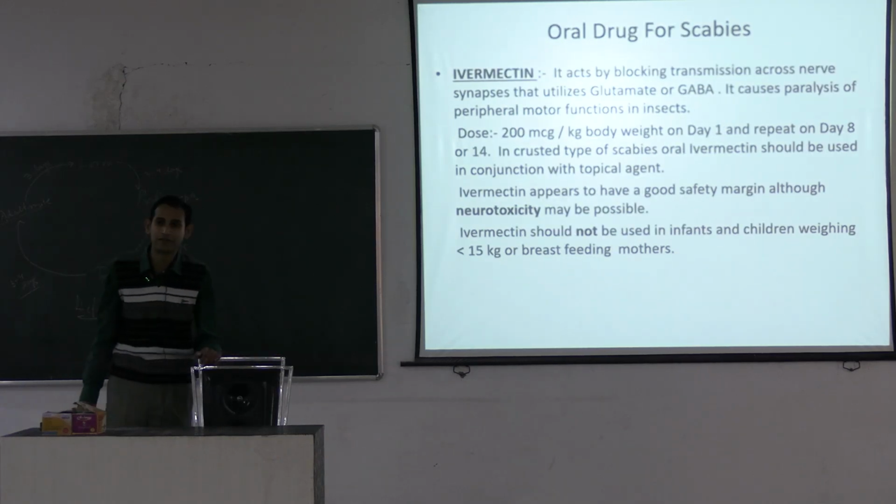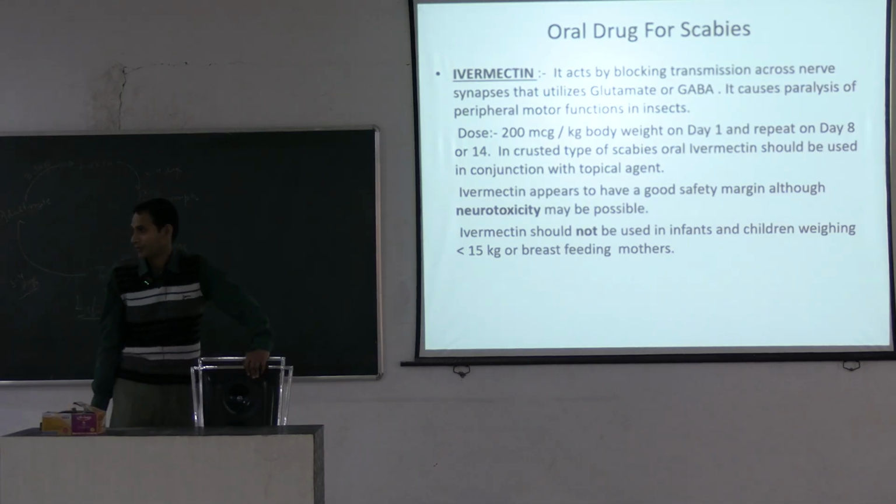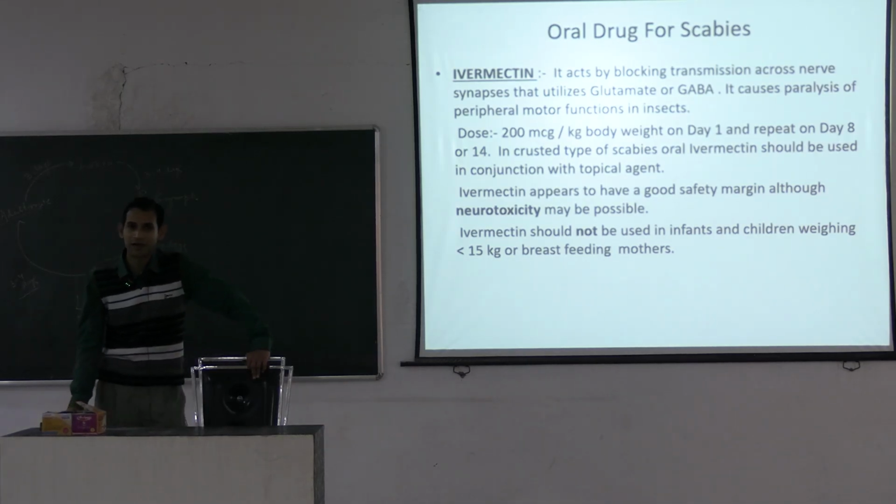Now, coming to the oral medication. What is the oral drug which is used for the treatment of scabies? Ivermectin. The oral drug which is used for the treatment of scabies is ivermectin. What other purpose is ivermectin used for?